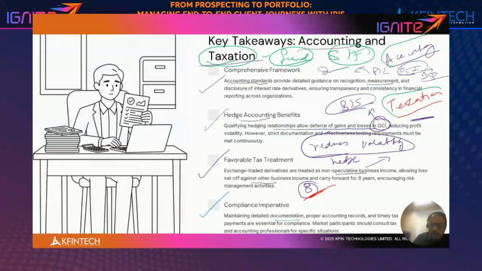Maintaining detailed documentation, proper accounting records, and audit documents is essential for derivative transactions, because if there is any scrutiny or any tax audit which is done on the individual or on the company, these kind of contract notes, the settlement notes, the fund transfer proof, and all those things will be important from an audit perspective.